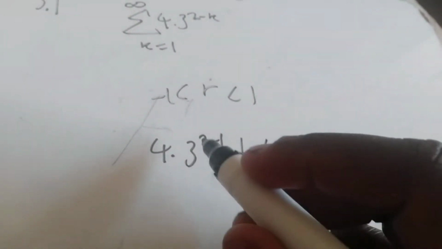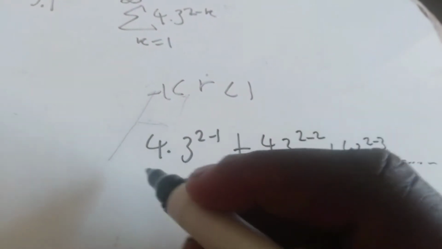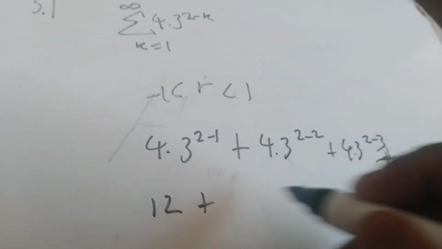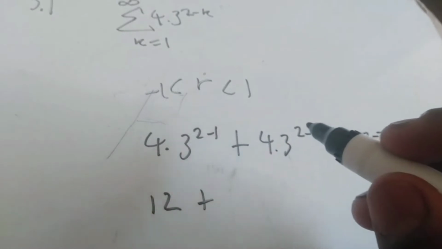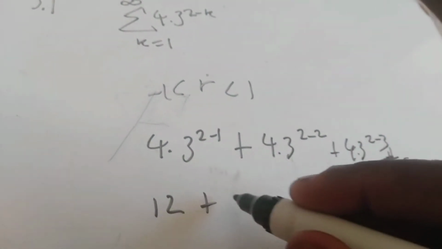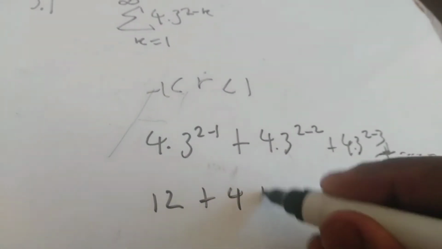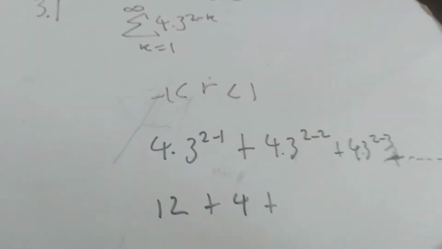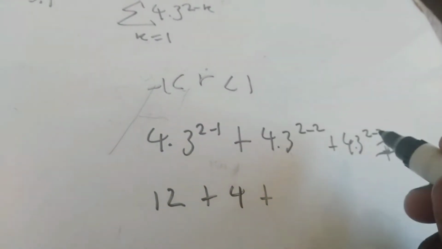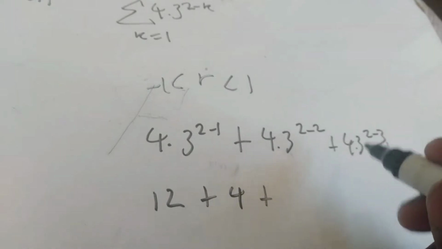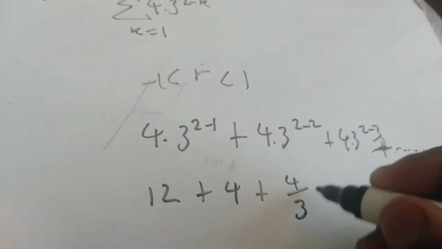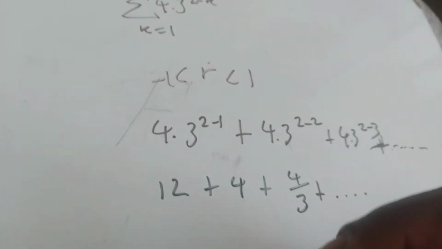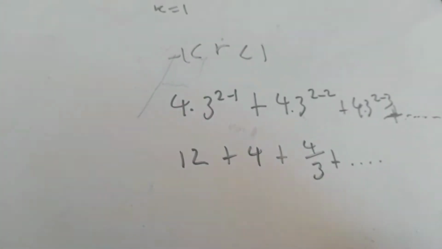So 2 minus 1 is 1, so 4 times 3 is 12, plus here 2 minus 2 is 0, 3 to the power of 0 is 1, anything to the power of 0 is 1, right? So 4 times 1 will be 4. Besides, if you just type the whole thing in the calculator, you will get it. And then 2 minus 3 is -1, so 3 to the power of -1 is 1/3 times 4 is 4/3, plus ... So now let's find the common ratio, right?